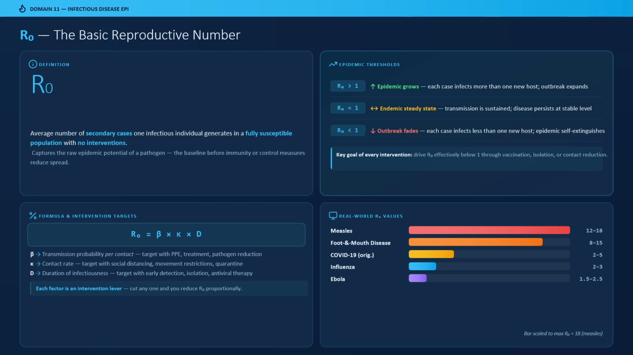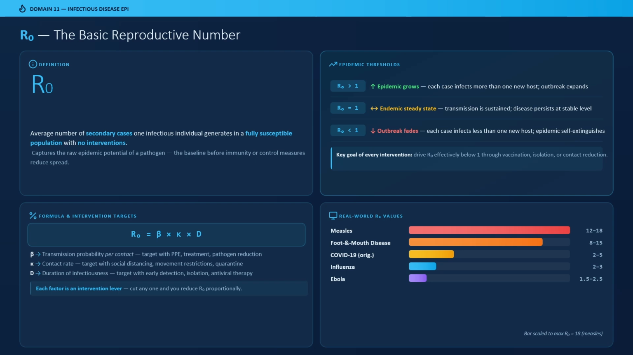Now the thresholds, which are beautifully simple. If R-naught is greater than 1, each case infects more than one new host and the epidemic grows. If it equals exactly 1, transmission is sustained but stable. That's your endemic steady state. The disease persists without exploding. And if it's less than 1, each case infects fewer than one new host. Chains of transmission die out and the outbreak fades on its own.